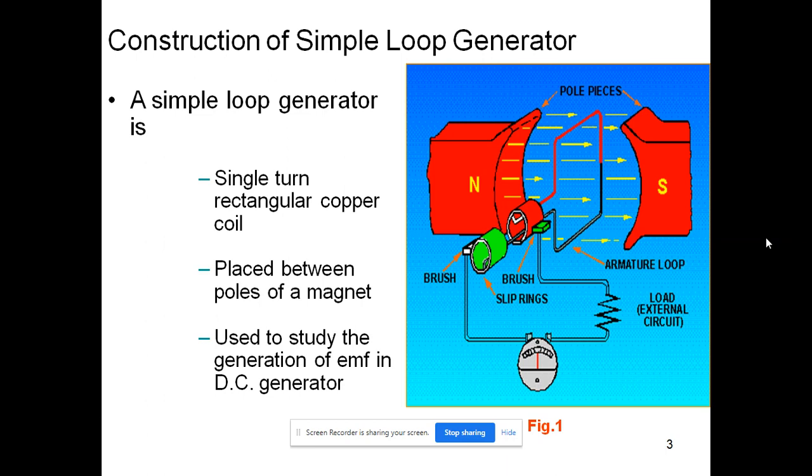Here this is the rectangular copper coil, and this is the north pole and south pole. This is the magnetic flux lines which are invisible, but just for indication we have shown them here. This is the commutator segments, and these are the brushes.